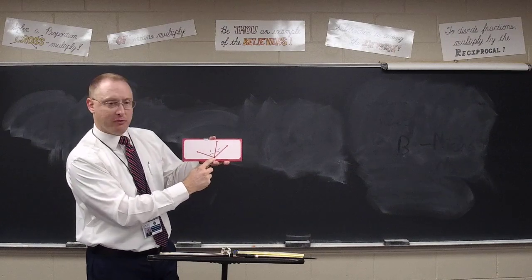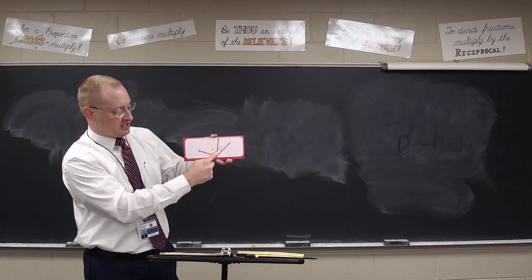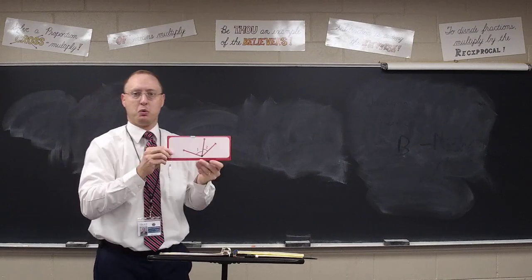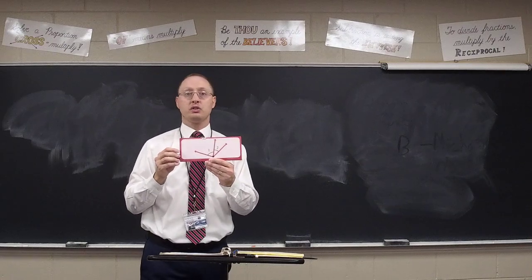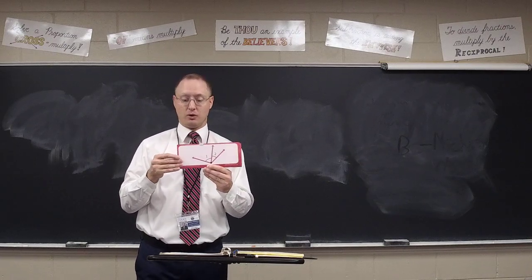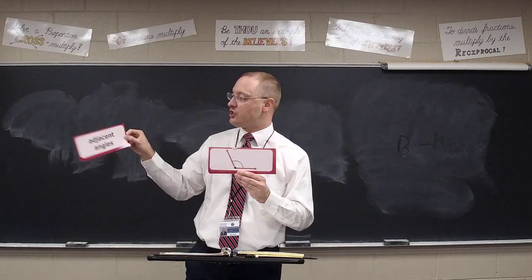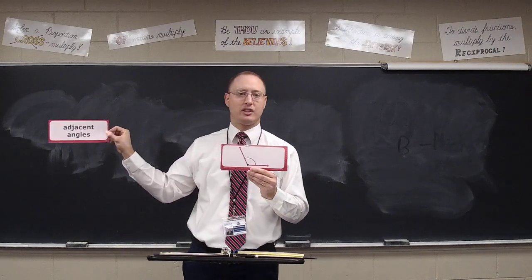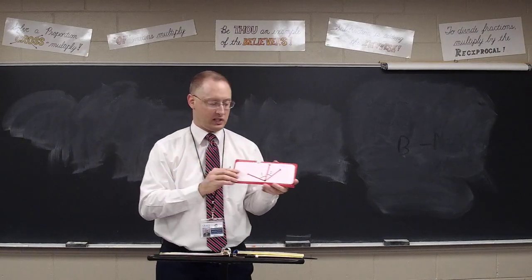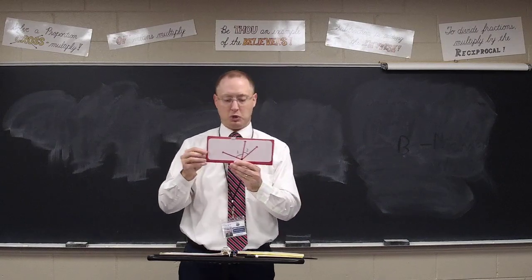What about these 2 angles here? They have the same vertex, and they have a side that they share in between them. We would call these angles adjacent angles. Class, what do we call these angles? Adjacent angles. They're angles that are next to each other. They have a common vertex and a common side between them.